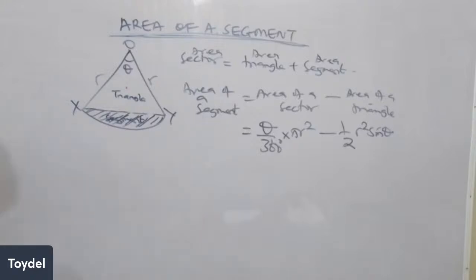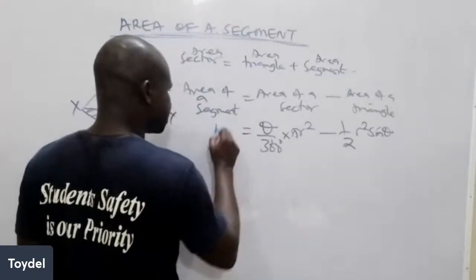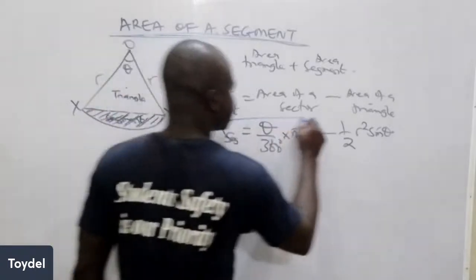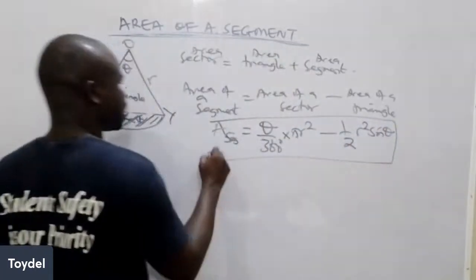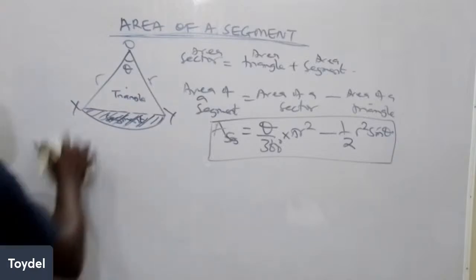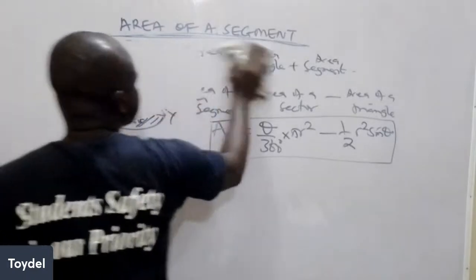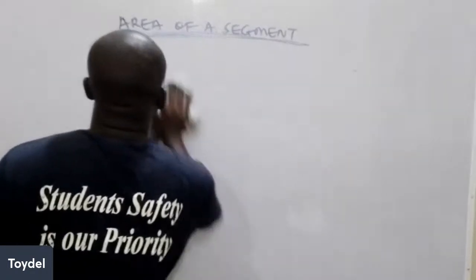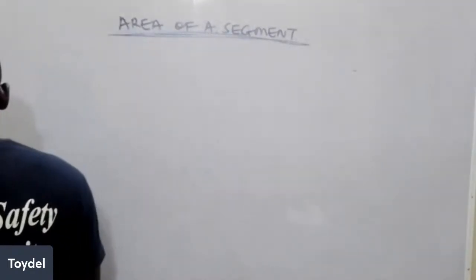So if you want to find the area of a segment, by formula, the area of a segment is given as the area of a sector minus the area of a triangle, as we have it on the board. So we are going to take two examples to explain further how to find the area of a segment.